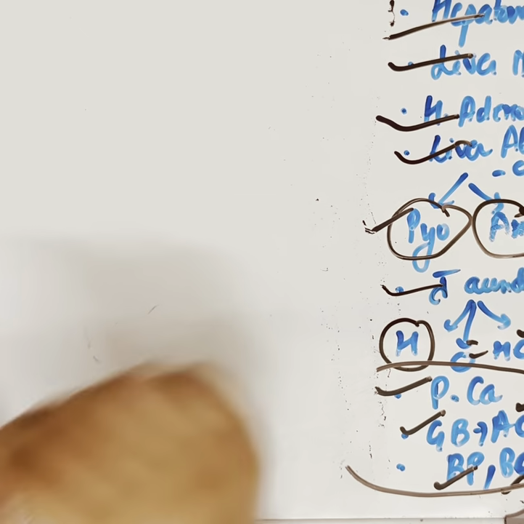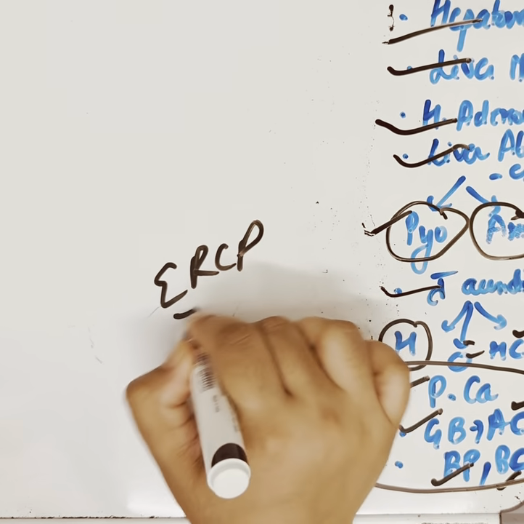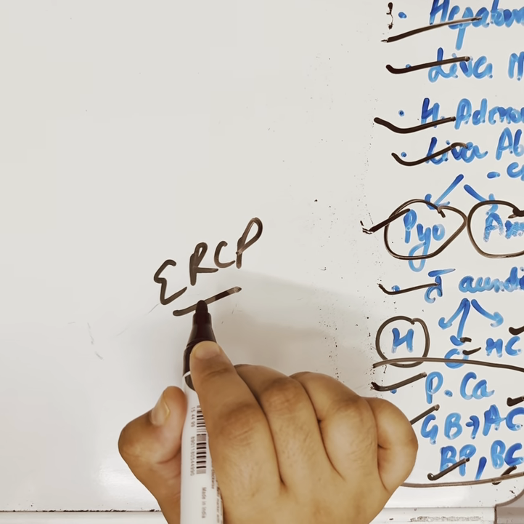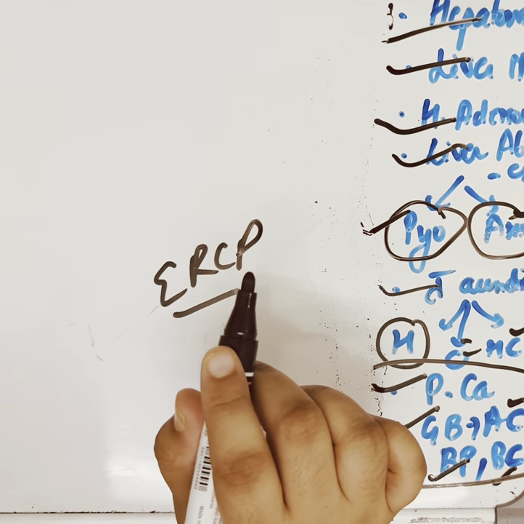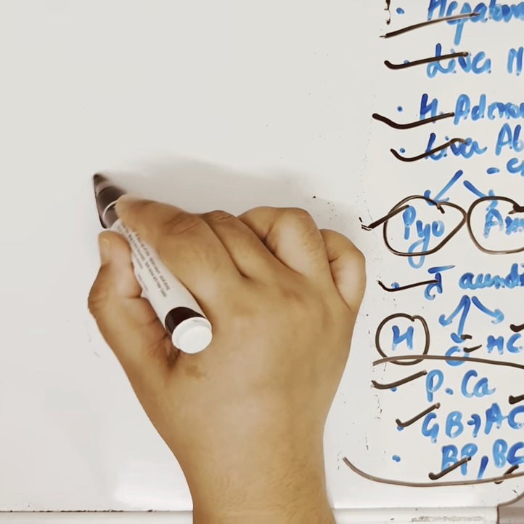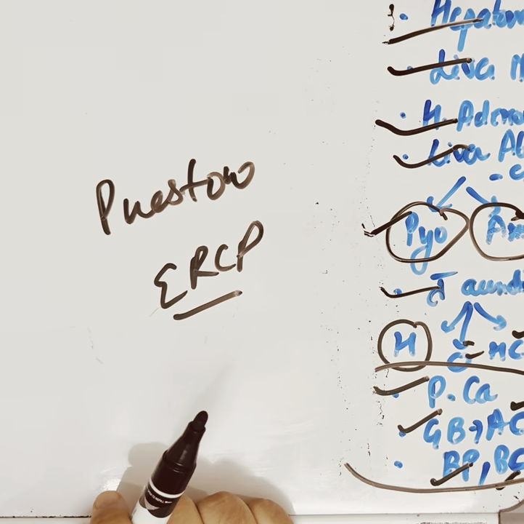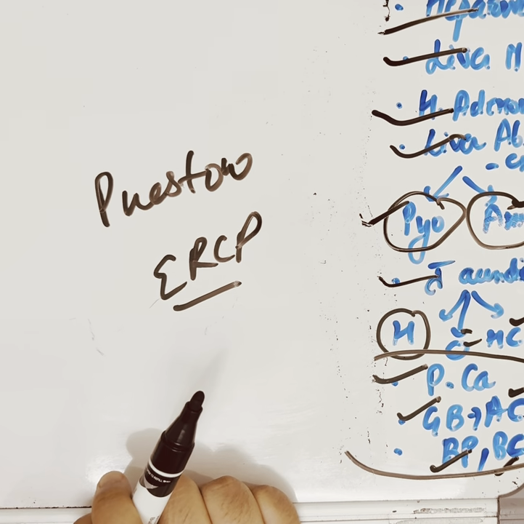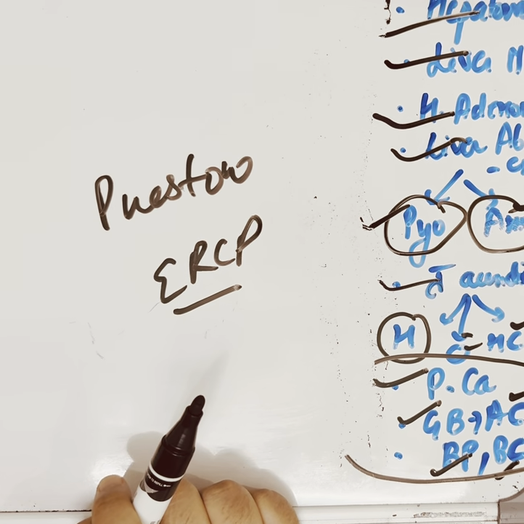And we can do ERCP to see any obstruction and dilatation, and we can treat it. If any drainage is required for the pancreatic duct, we can go for Puestow's procedure, that is lateral pancreaticojejunostomy. So that is mostly all about the pancreas.